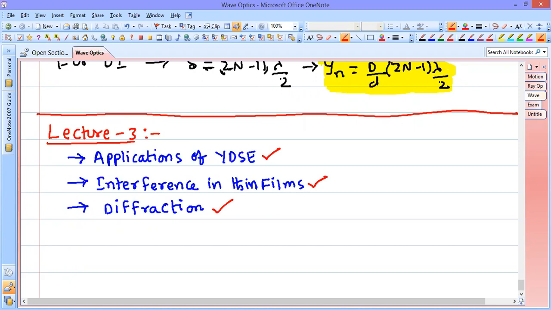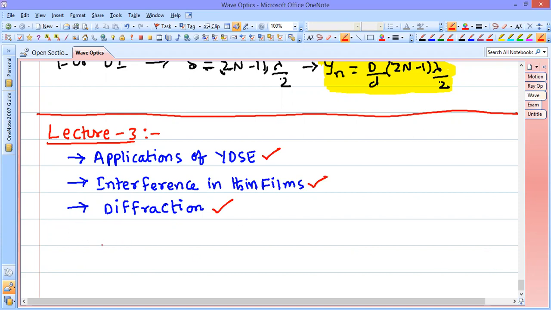Now, is it fine? Yes, sir. By tomorrow we'll complete the synopsis. Tomorrow is Thursday. Friday and Saturday we'll do the numericals on this wave optics only. Okay, that is our plan.